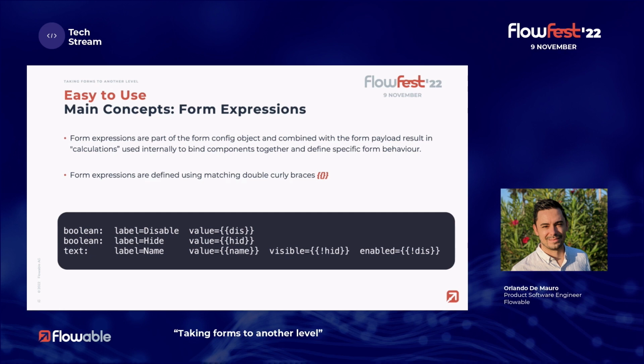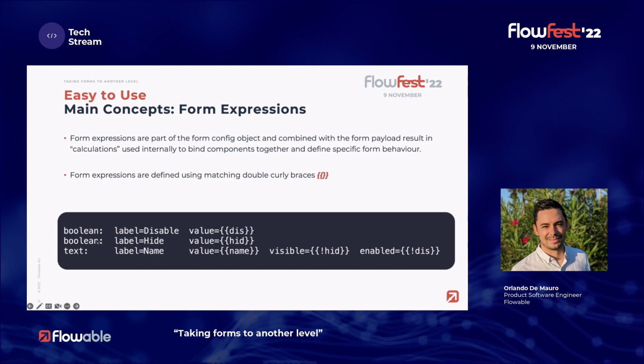Each expression is defined by using matching double curly brackets. So let's see an example here. Here we are defining a checkbox that is basically a Boolean in our configuration, where we add a label that is a disabled label, and then we add a value. This value will be stored in a variable called this.